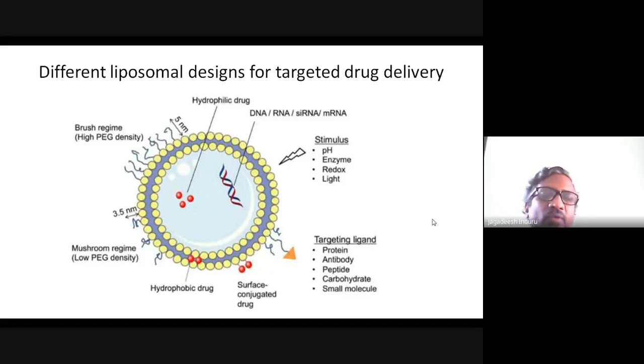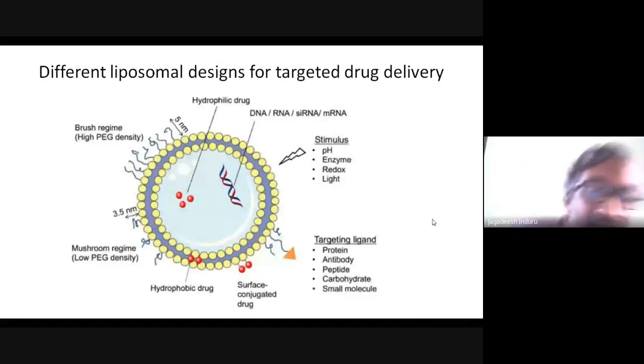So this is very good for the loading of your class 2 and class 4 drugs, which have lipid solubility and low water solubility. So hydrophobic drugs, that is the lipid soluble drugs, are entrapped in the membrane itself. And the third approach is conjugating onto the surface, where it is lipophilic and zwitterionic, or it has a protein structure, or it may be amphiphilic in nature. In which cases we can make a surface conjugated drug also.